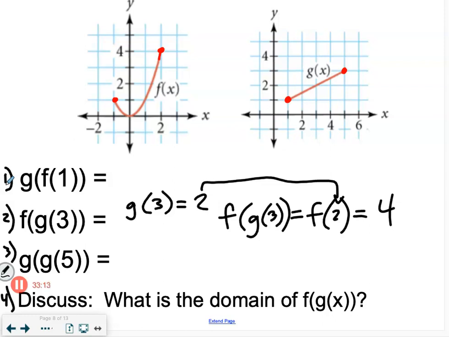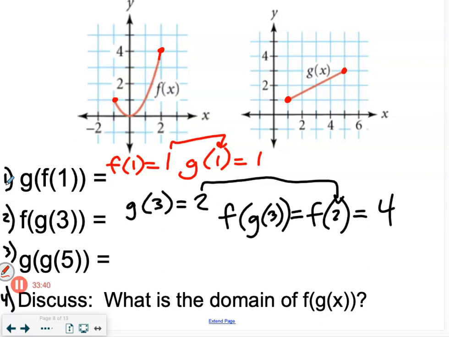All right, so g of f of 1. So what is f of 1? It's 1. So g of 1, take this. So what's g of 1? 1. That's why I didn't want to start with that, because it's kind of silly to demonstrate when it's just 1, 1, 1, 1.